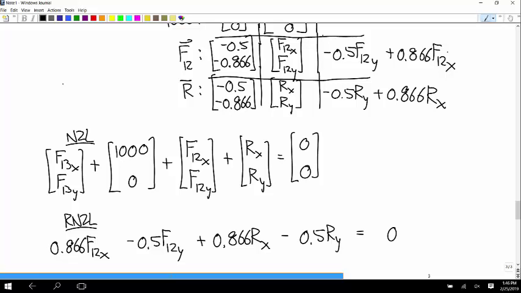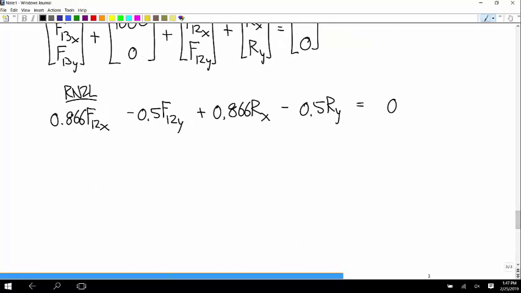Okay, can we solve this yet? No, because we have 1, 2, 3, 4, 5, 6 variables and 3 equations. We're going to have to isolate something else. So I'm going to do the same thing now with body 2.